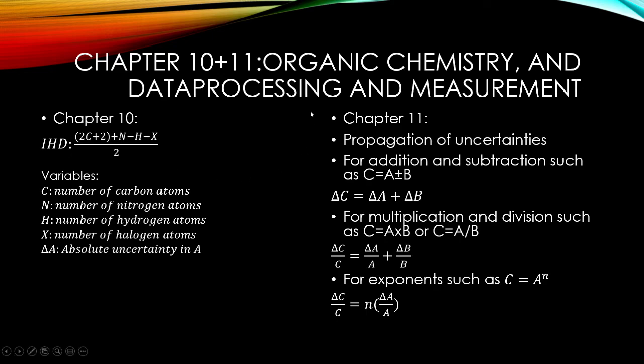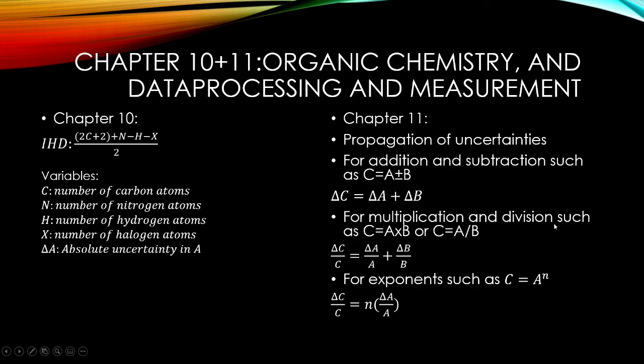And then the last equations, which are not even purely chemistry, it's just data processing. So it's propagation of uncertainties. It would probably come up sometimes on a paper 1 or paper 2, I'm not sure. But for addition or subtraction, such as C equals A plus or minus B, the absolute uncertainty in C would just be the absolute uncertainty of A plus the absolute uncertainty of B. So it's the same if it's plus or minus. It's always the absolute uncertainties added.